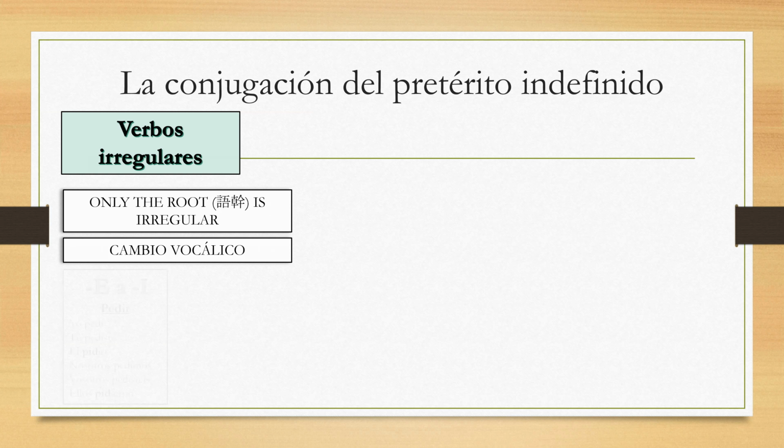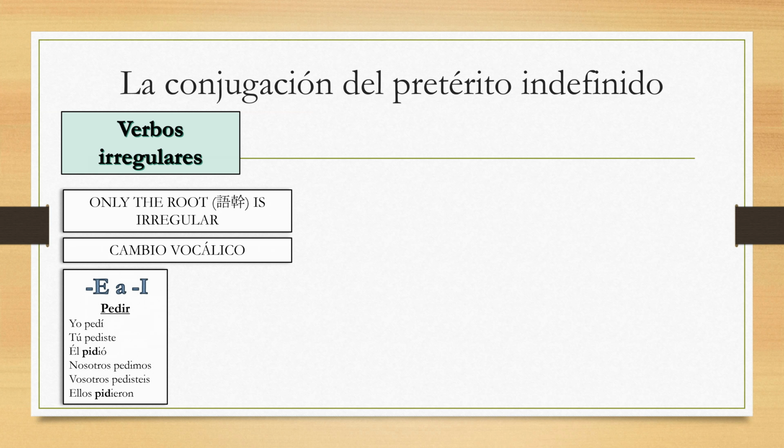there is a cambio de E a I with verbos como pedir: yo pedí, tú pediste, él pidió, nosotros pedimos, vosotros pedisteis y ellos pidieron. And in this case, you can see that the conjugation is the same as vivir. Yo pedí, yo viví, tú viviste, tú pediste, él vivió, él pidió.